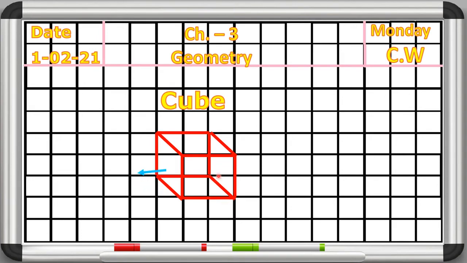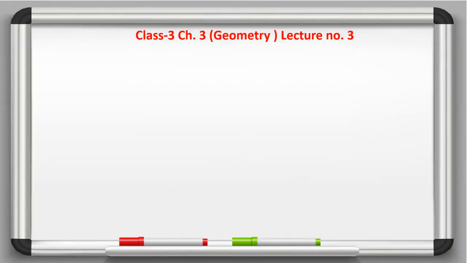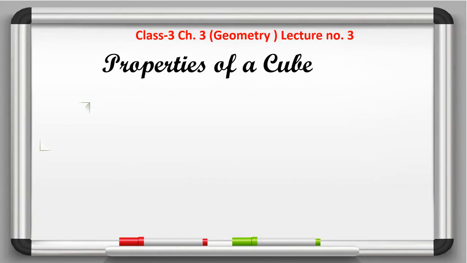Here these are the faces. So here we will write faces, and these are the edges. These are the vertices or corners, you can say. So in this way you have to draw the cube in your notebook. You have to use 2 by 2 lines or 3 by 3 or 4 by 4. Now beta, properties of a cube. So here you can see there is a cube. Now we will write its properties.